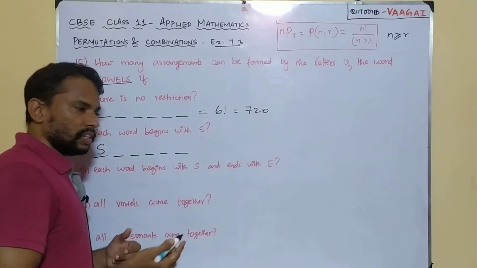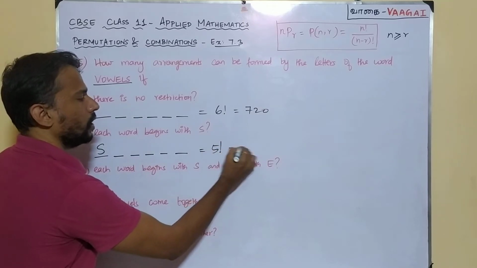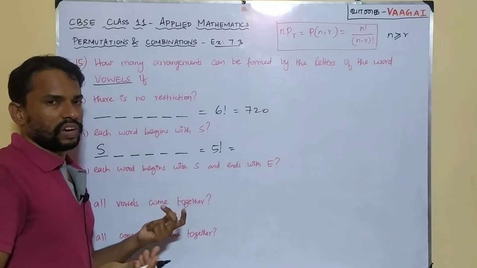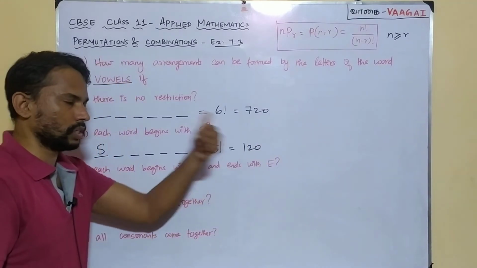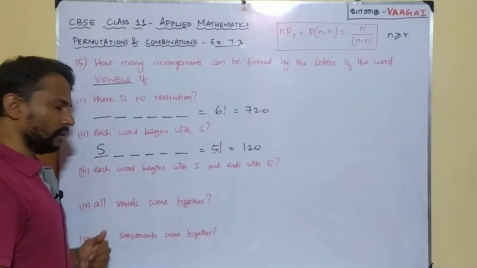So that means how many ways will be there? Here you will have only 5 factorial ways, because you can't touch the other 5 letters, 5 slots. So the answer is going to be 120, because 5 factorial is 120, right? That's why. And the same way you can even answer the third subdivision.